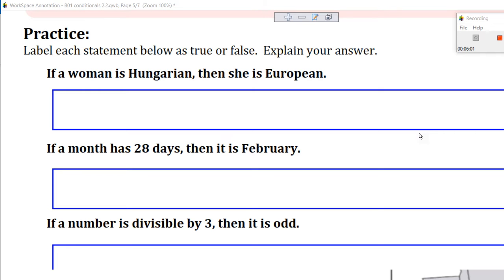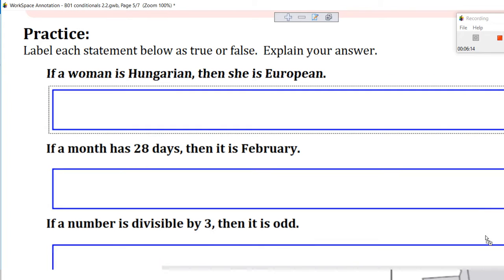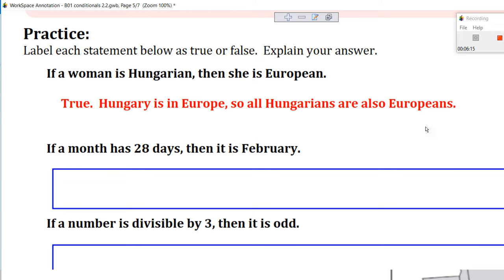So again, here's some practice. Pause the video for a second and try these on your own. If a woman is Hungarian, she is European. This would be a true statement. Hungary is a country in Europe, so all Hungarians are also Europeans.